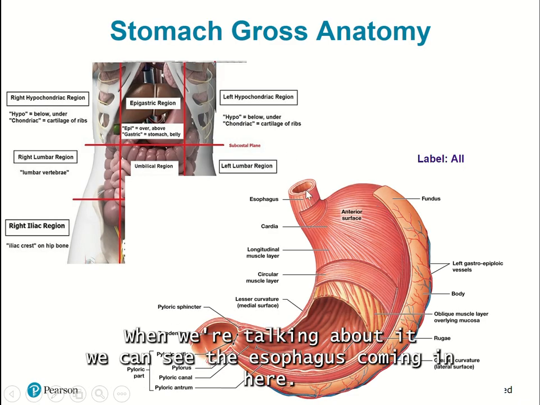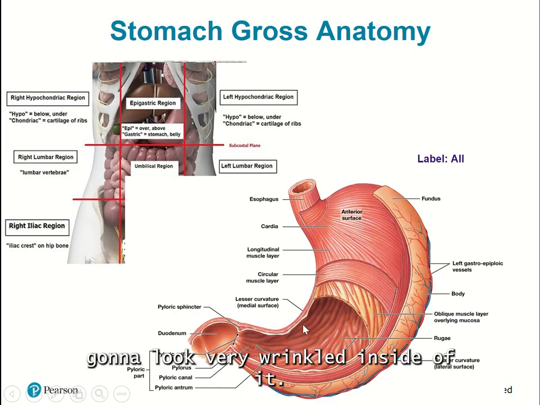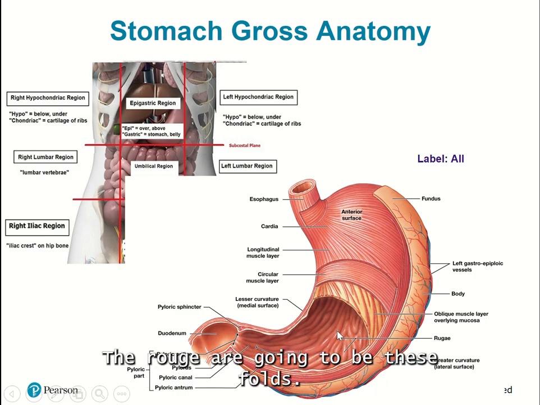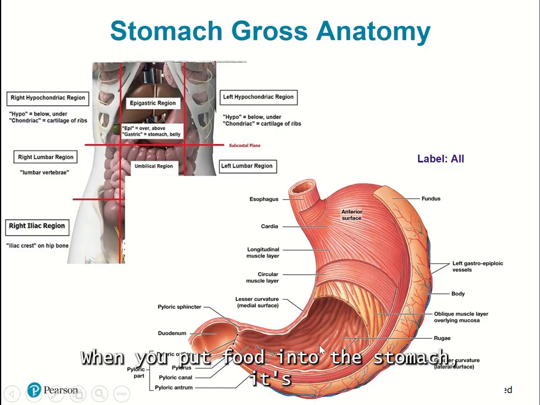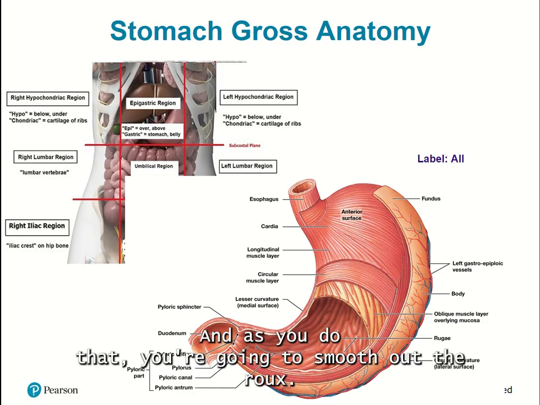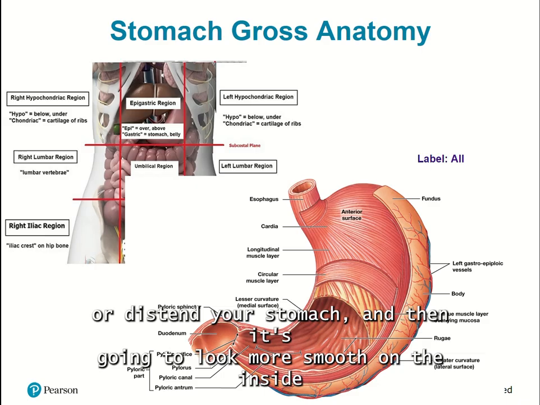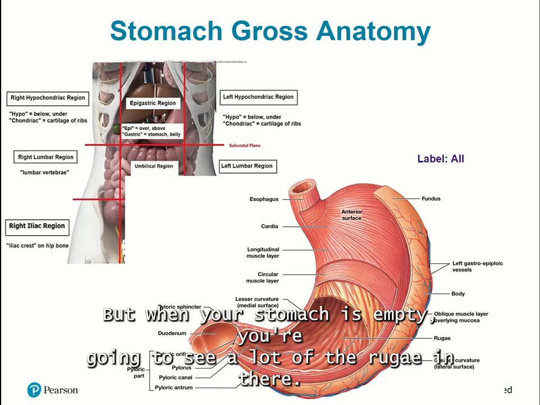We can see the esophagus coming in here, and then if you were to take a dissection and look into the stomach, it's going to look very wrinkly inside of it. That wrinkly structure is going to be referred to as rugae. The rugae are going to be these folds. The folds are going to allow for the expansion of the stomach. When you put food into the stomach, it's going to cause the volume inside to increase. And as you do that, you're going to smooth out the rugae. So the rugae allow you to have that ability to extend or distend your stomach, and then it's going to look more smooth on the inside when it's going to be full.